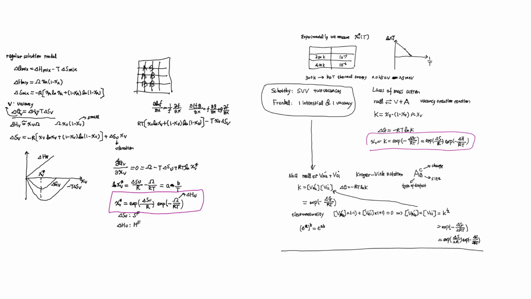Laws of mass action, so this is going to be a vacancy creation reaction. So now here, we create a vacancy coming from that spot. So that spot is treated as now, and we're going to create a vacancy and remove an atom, like an iron atom, from here.